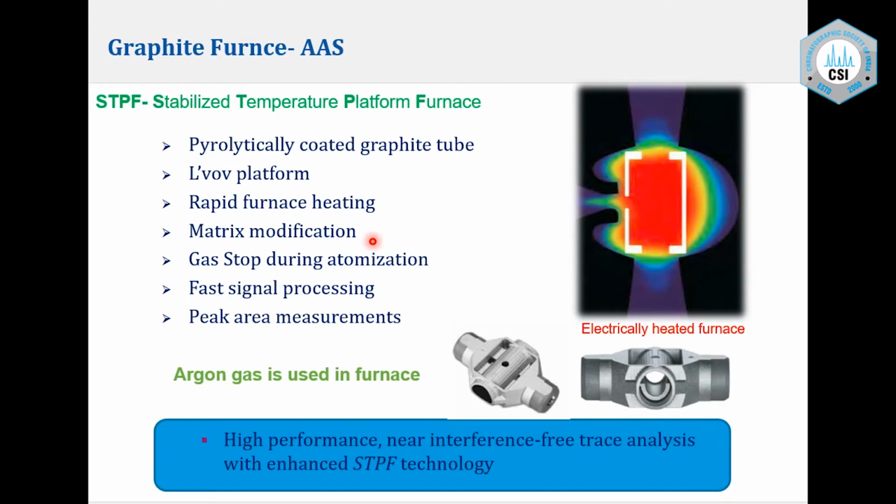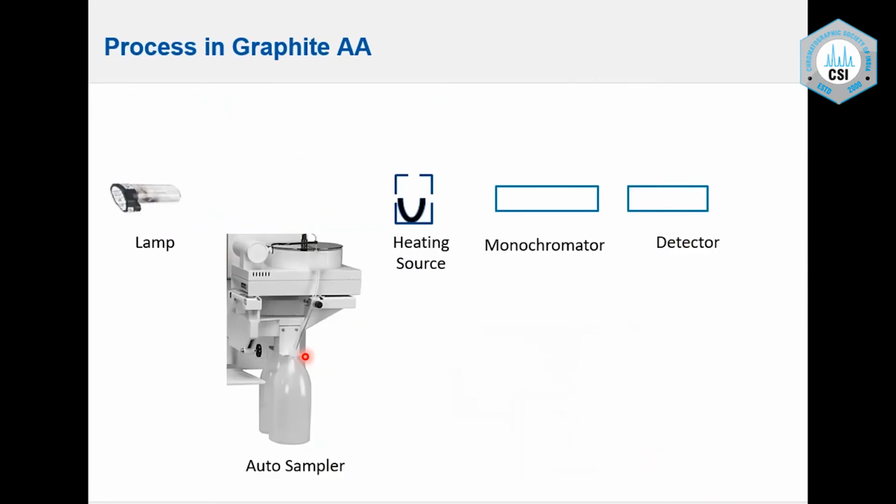Then matrix modifiers are used in the graphite tube for some of the elements to stabilize them, so you get more sensitivity. Then there is gas stop during atomization. When it is doing atomization, the argon gas gets stopped and you get a stable value with that, and after atomization, the gas cleans out and removes the contamination. Then fast signal processing, and we do the measurement by peak area or peak height. Because of that we are able to achieve lower concentrations in graphite furnace AAS.